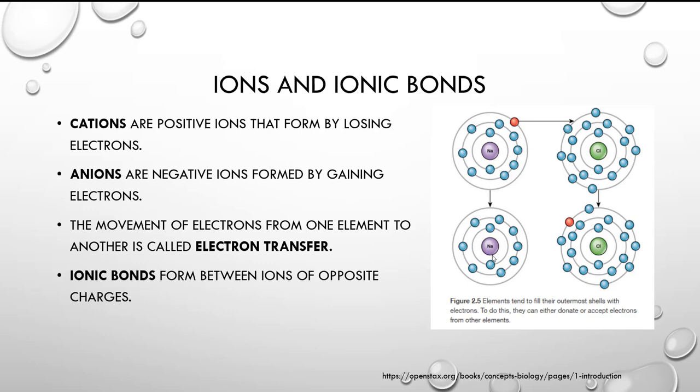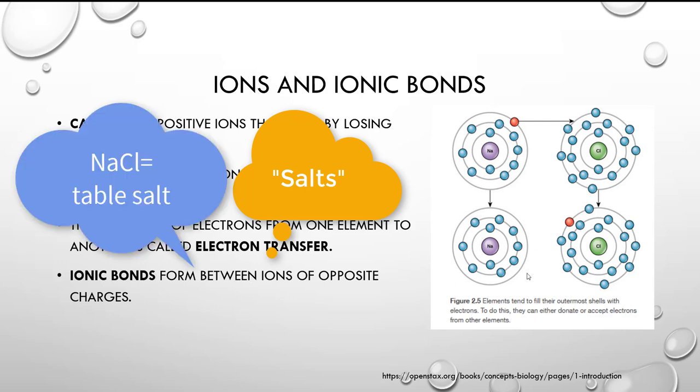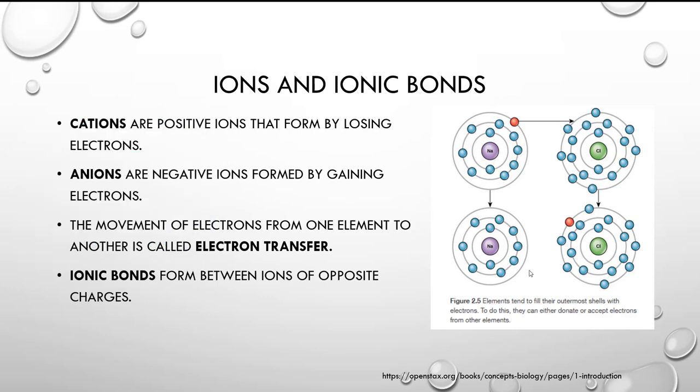An example of an ionic bond: these types of molecules are typically called salts. NaCl is table salt. If you think of table salt, what happens when you add it to water? It dissolves. It separates, and you don't see sodium and chloride together anymore. So sodium and chloride together form an ionic bond, but it's a weak bond.